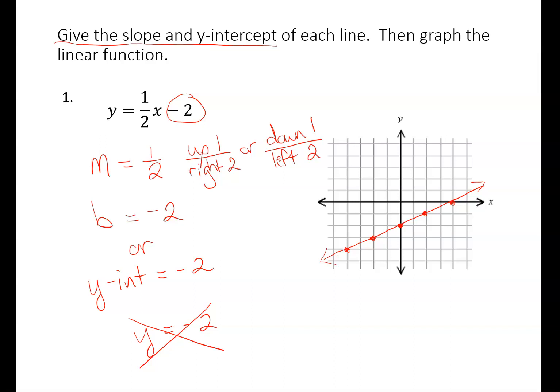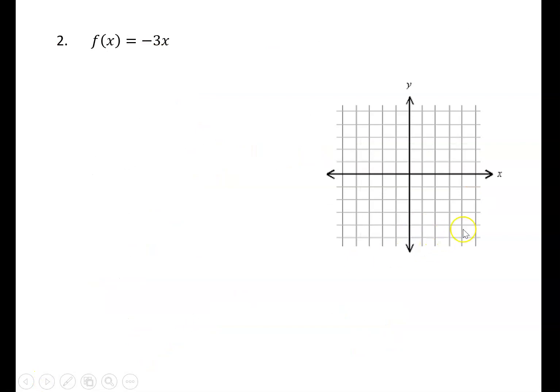And one more time, check to make sure, since you had a positive slope, that your line rises. From left to right, it goes up. Okay, so that's a basic example of using the slope-intercept method. Let's try another one.